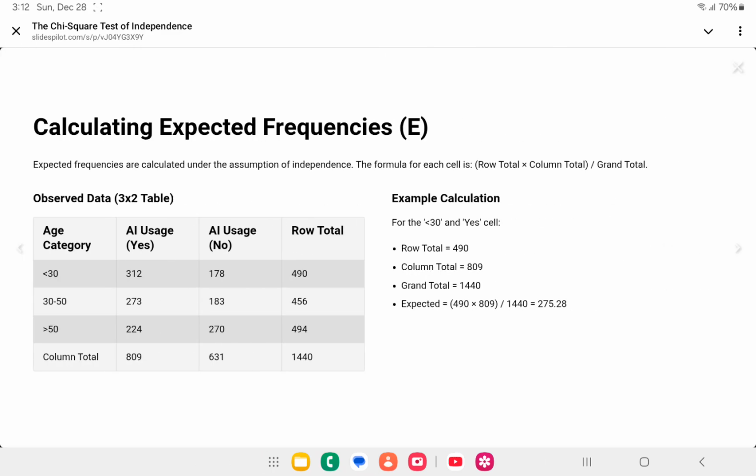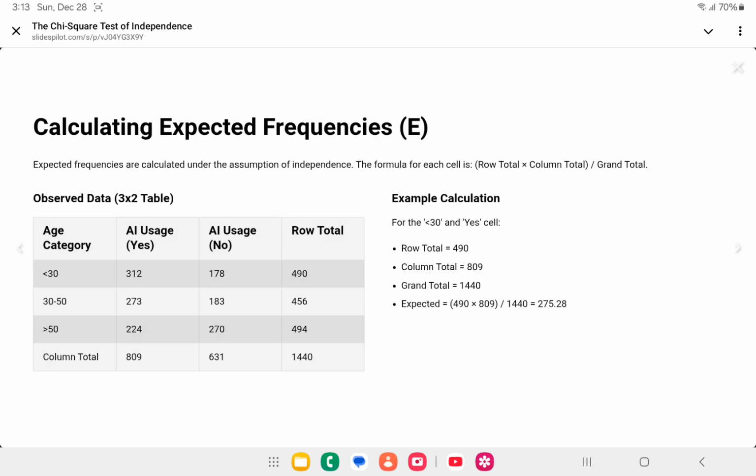Here again is a two-way table showing row and column totals. The expected frequencies are calculated on the assumption that the two variables are independent. As a result, the formula for calculating the expected values for each cell turns out to be row total times column total divided by the sample size n, or grand total, which is 1440 in this case. I'm going to place the expected frequencies in this table on the right here. For the under 30 and yes cell, the row total is 490 and the column total is 809. So the expected value is calculated as 490 times 809 divided by 1440, and that gives 275.28.